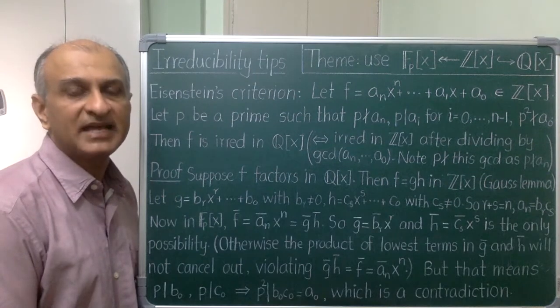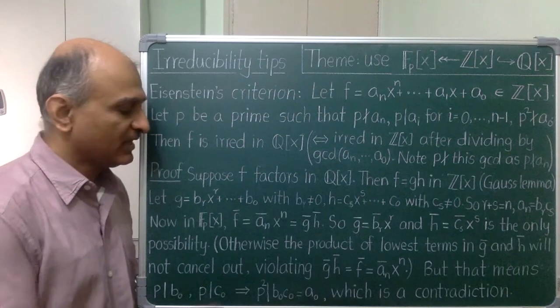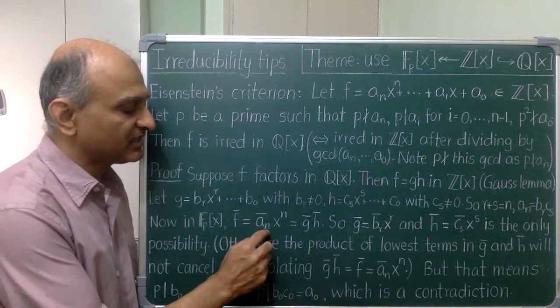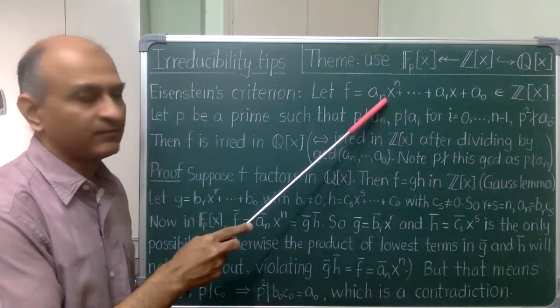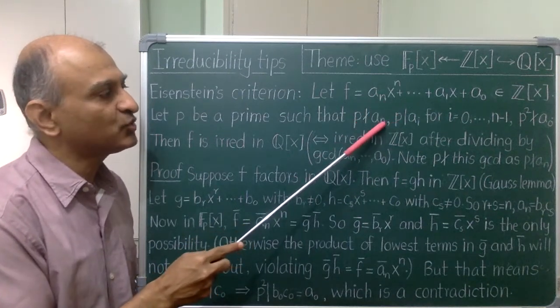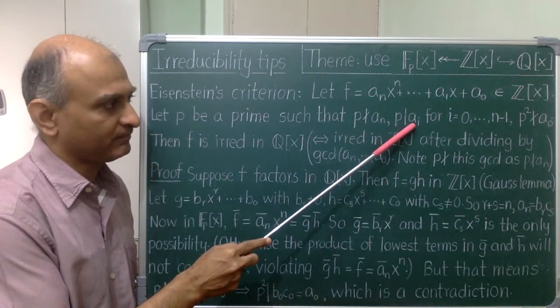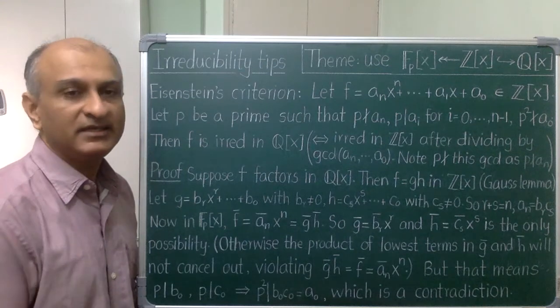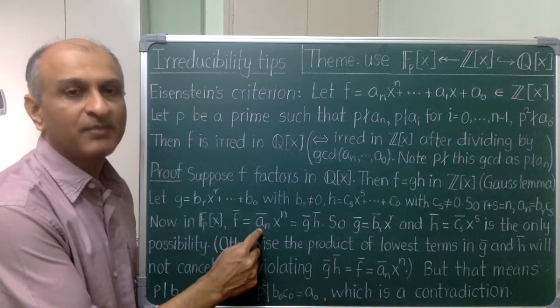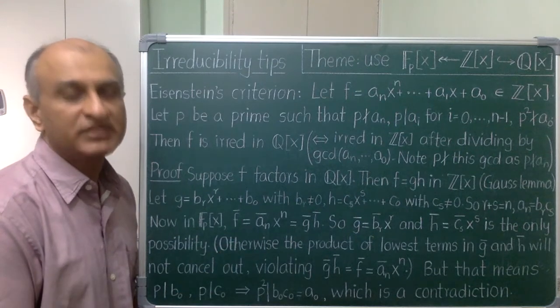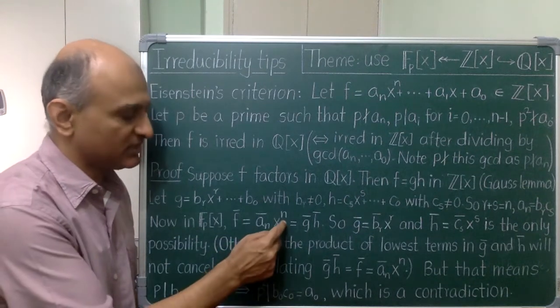The point is that after reduction mod p, f bar is just a single monomial of the same degree n as f. This is because of the first two conditions on the prime p. Now, over an integral domain, a monomial can only factor as a product of two monomials whose degrees have to add up to the original degree.